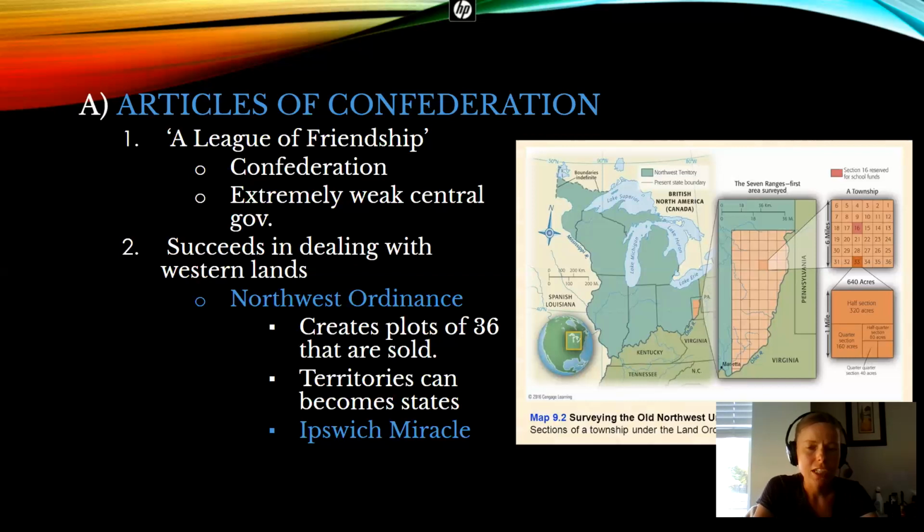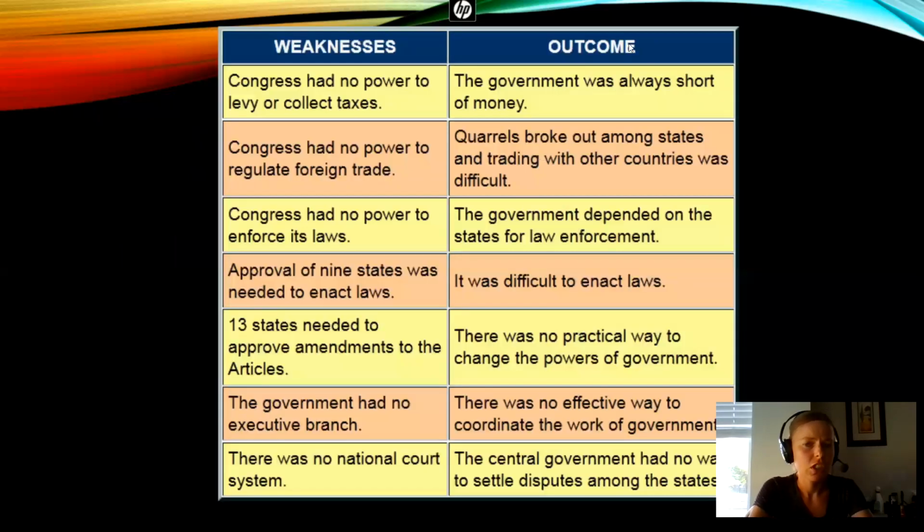And to further understand why I call this first government so weak, take a look at this chart. Okay, look at the weaknesses on the left side, and then the outcomes over here. Congress had no power. So remember, under the Articles, our first government of the United States, there's no power to collect taxes. So that meant we're always short of money. That meant that the government doesn't have any revenue, any money to spend on any of the things that we think of government doing today, or any of the things even back then that they used government for. Talk about defending your borders.